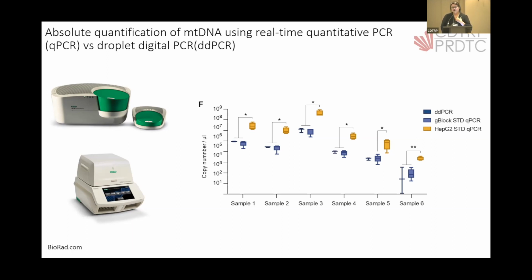So what I'm showing you in yellow is just a control. So it's whole mitochondrial DNA isolated from a liver cell line. And you can see that that's not as accurate as droplet digital or our synthetic oligonucleotide standard curve method. So we found that the values between our method and the current gold standard were very similar. So they were non-significantly different.